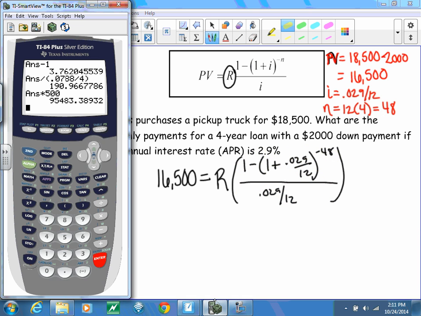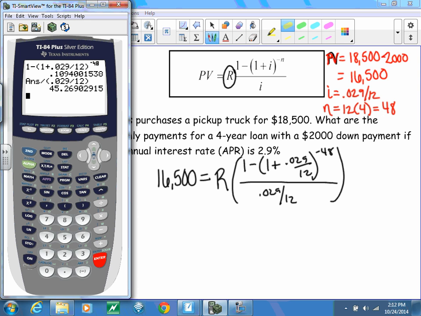So I'm going to go to the calculator, and I'm going to figure out what that amount is inside the parentheses. Starting out with 1 minus, and I'm going to open parenthesis of 1 plus 0.029. Take that answer divided by 12. And then I need to close the parenthesis and take that to the power of negative 48. I'm going to hit enter at this point. And now I'm going to take that answer divided by our denominator of 0.029 divided by 12. Hit enter as well. And so now here I have $16,500 equals R times that amount.